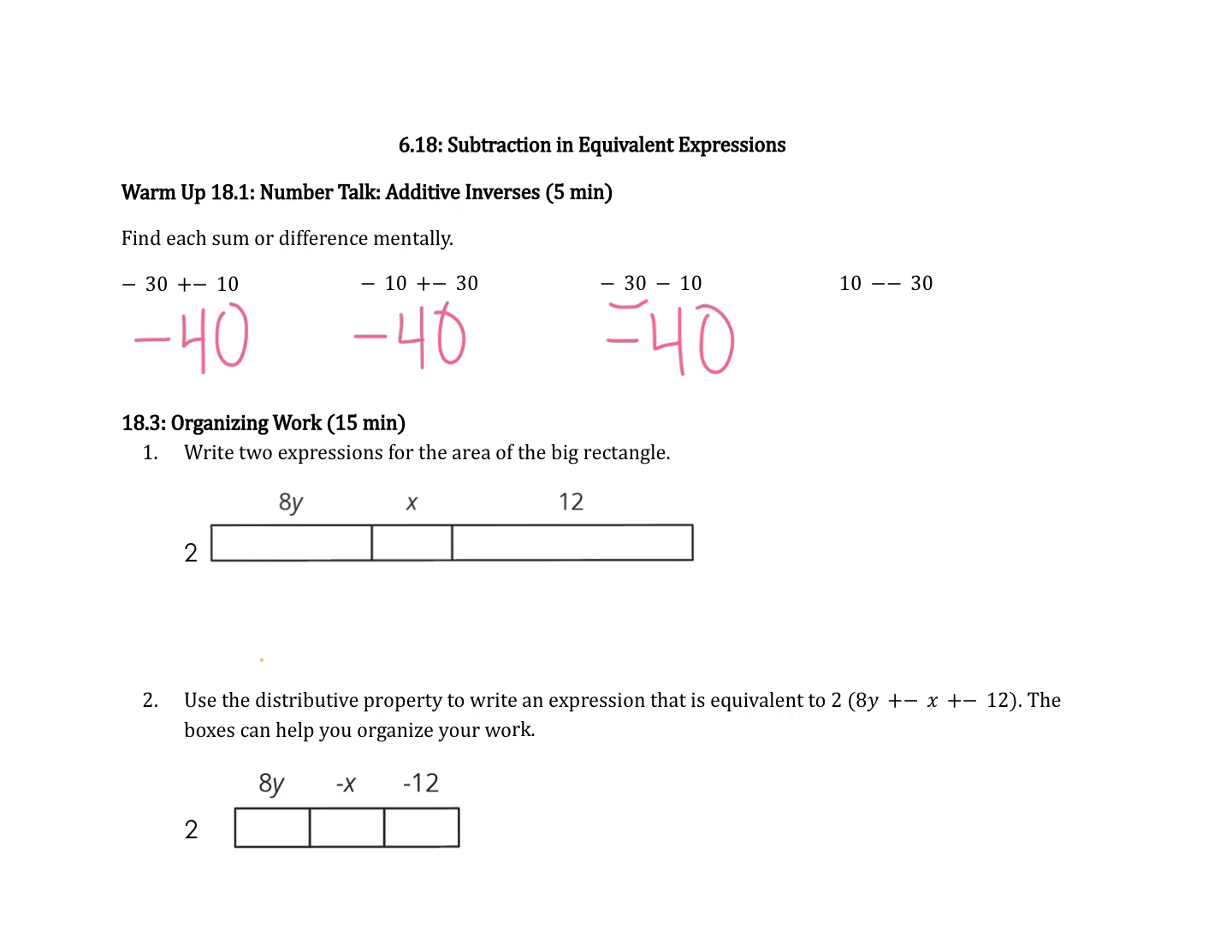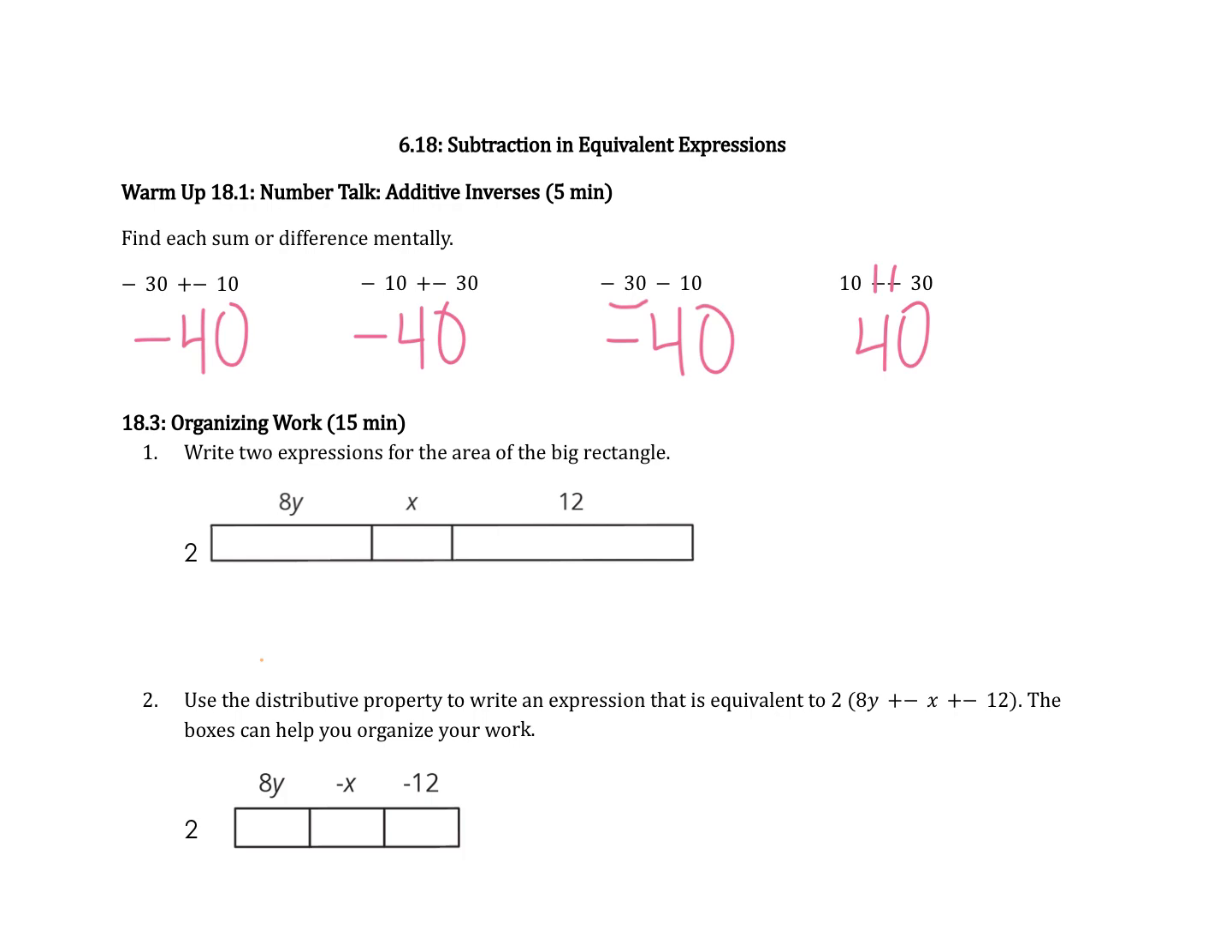And then for the last one, if I have positive 10 minus negative 30, two positives, subtracting a negative means adding a positive. So we have 10 plus 30, which is positive 40.